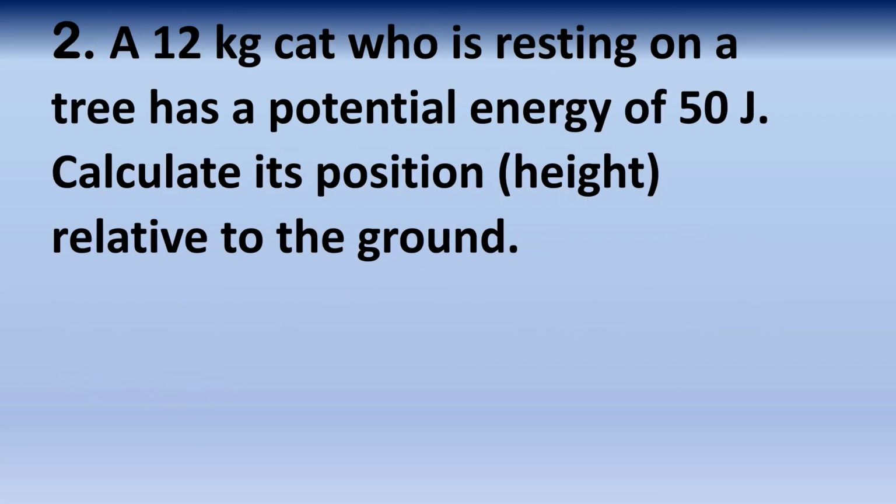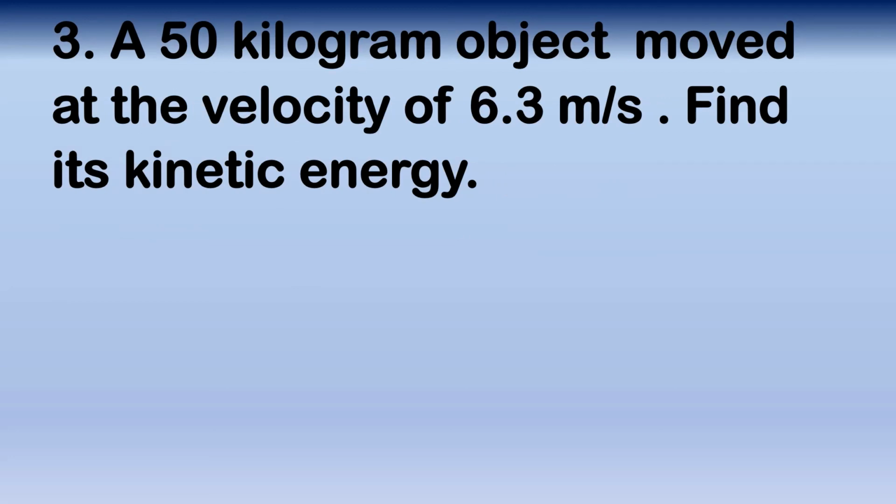Number 2. A 12 kilogram cat resting on a tree has a potential energy of 50 J. Calculate its position or height relative to the ground. And last number, a 50 kilogram object moved at a velocity of 6.3 meters per second. Find its kinetic energy.